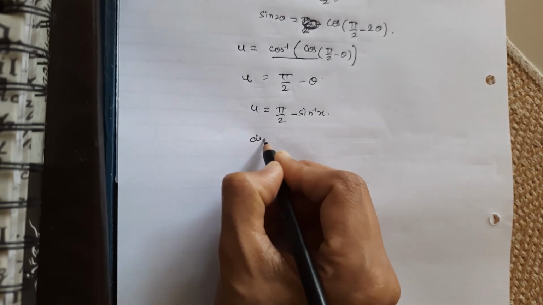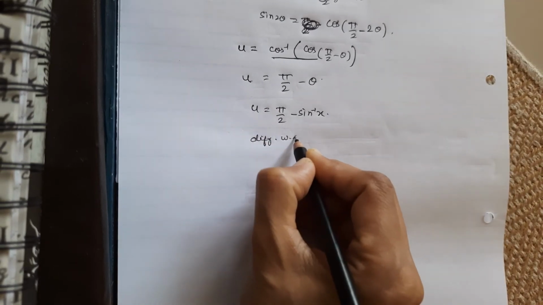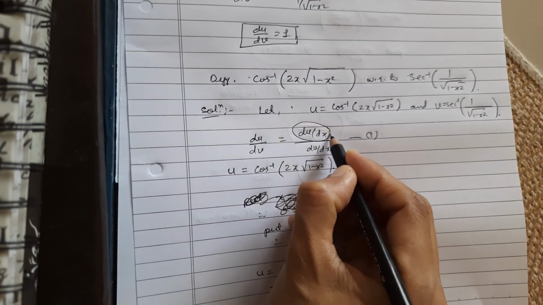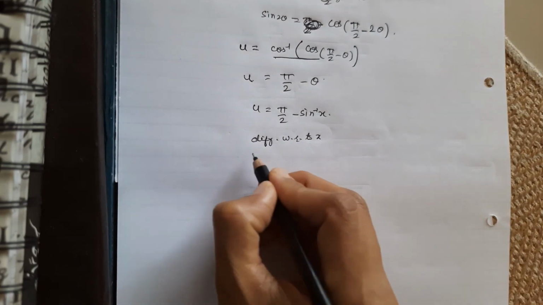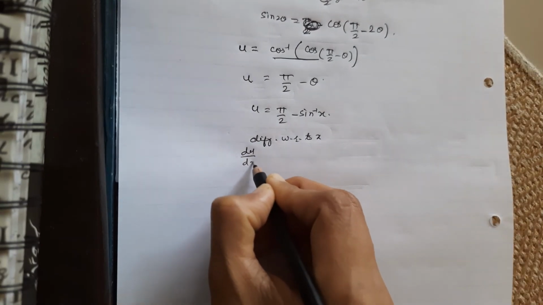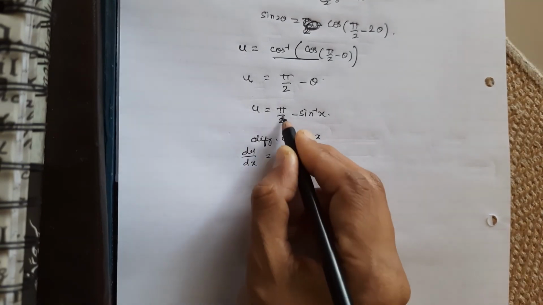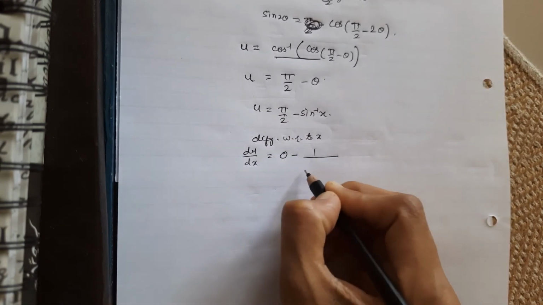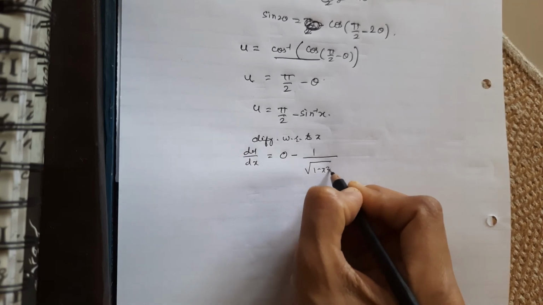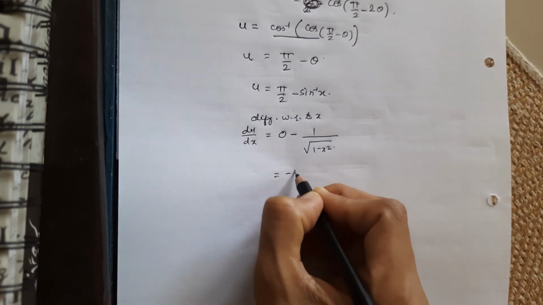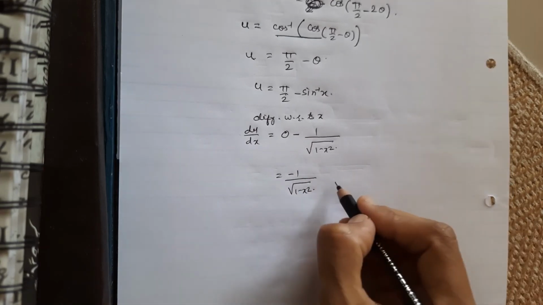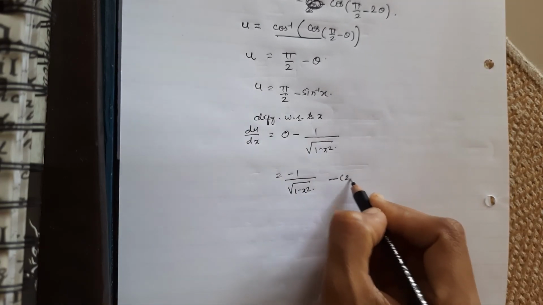Now differentiate this u with respect to x, because in equation 1 we use du by dx, so we want du by dx here. So du by dx will be: derivative of pi by 2 is 0 and derivative of sine inverse of x is 1 upon root 1 minus x square. So we get minus 1 upon root 1 minus x square. Let this be equation number 2.